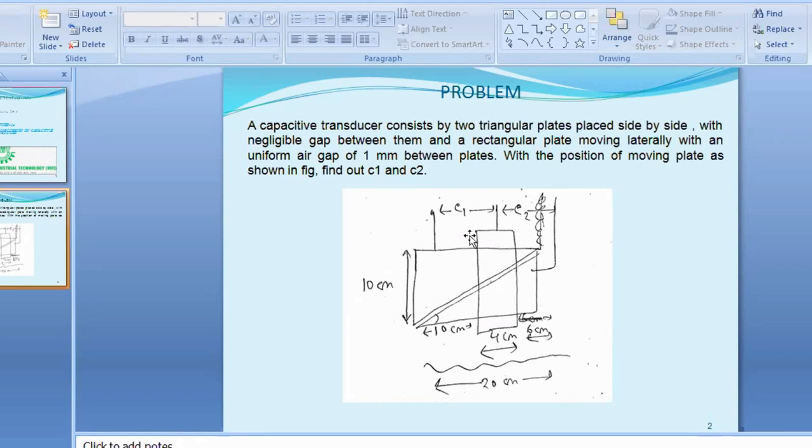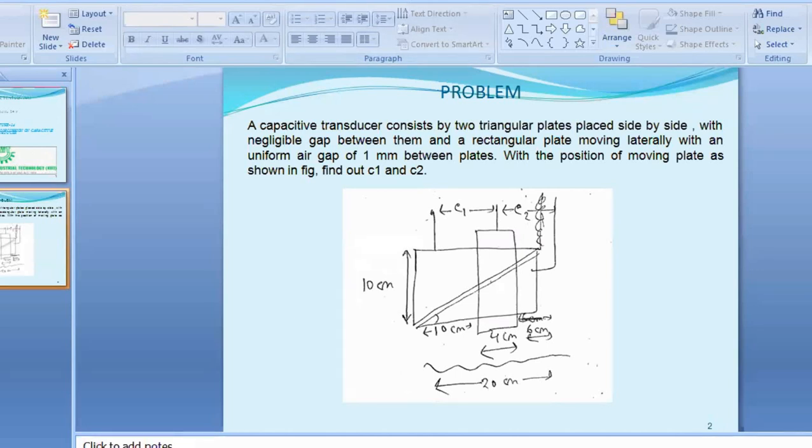Because when the moving plate changes its position, in this side or in this side, the capacitance automatically changes. That thing you have already studied in the differential arrangement. So virtually we are measuring the capacitance between the plates. Plates means one is the moving plate, another is the fixed plate. That is why you are considering C1 and C2. Understood? The two capacitors, C1 and C2. Got it?